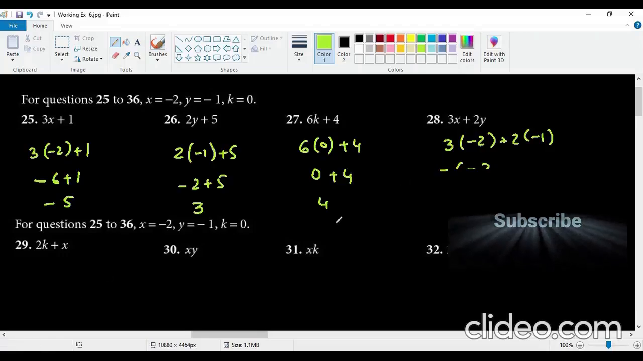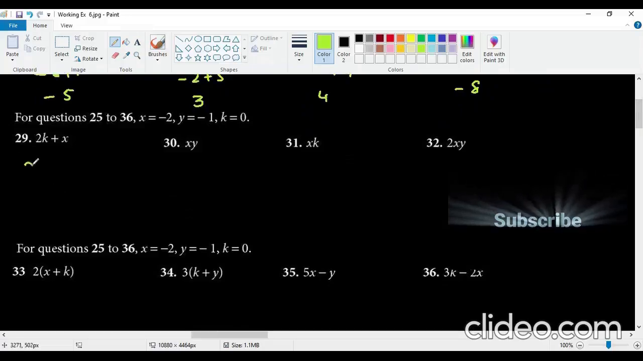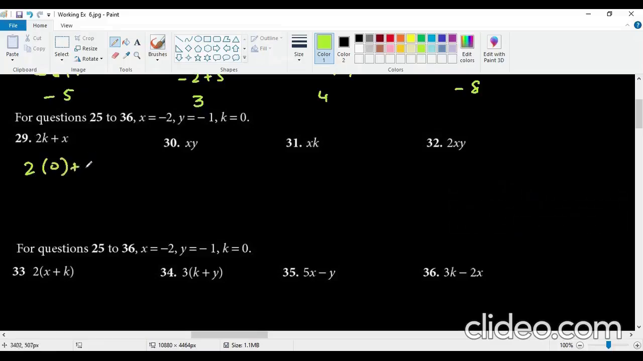Now comes question number 29. 2 times k, which is 0, plus x, which is negative 2. So 2 times 0 is giving you a 0, negative 2. Final answer is negative 2. X is negative 2 and y is negative 1. So when these two are multiplied, it gives you a positive 2. Negative times negative is a positive.